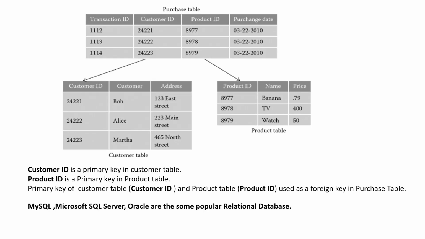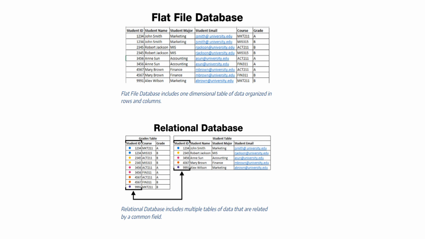Customer ID is a primary key in the customer table. Product ID is a primary key in the product table. The primary keys of the customer table, customer ID, and the product table, product ID, are used as foreign keys in the purchase table. MySQL, Microsoft SQL Server, and Oracle are some popular relational databases. A flat file database includes a one-dimensional table of data organized in rows and columns. A relational database includes multiple tables of data that are related by a common field.